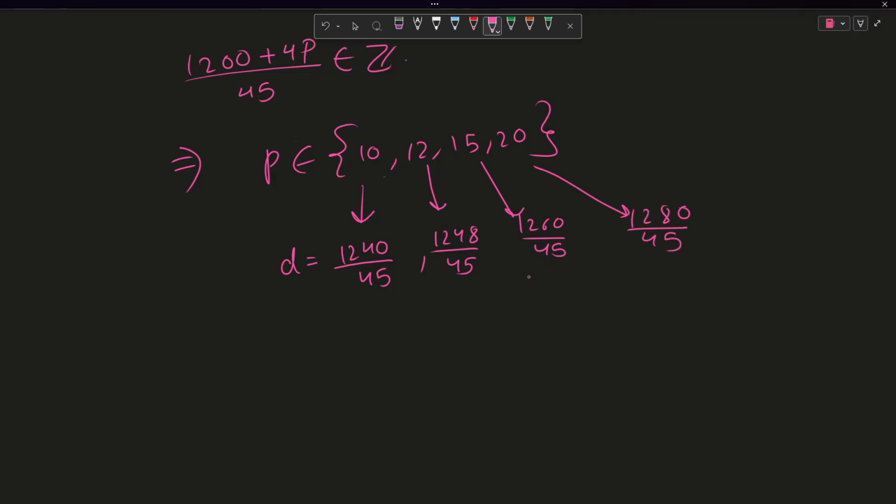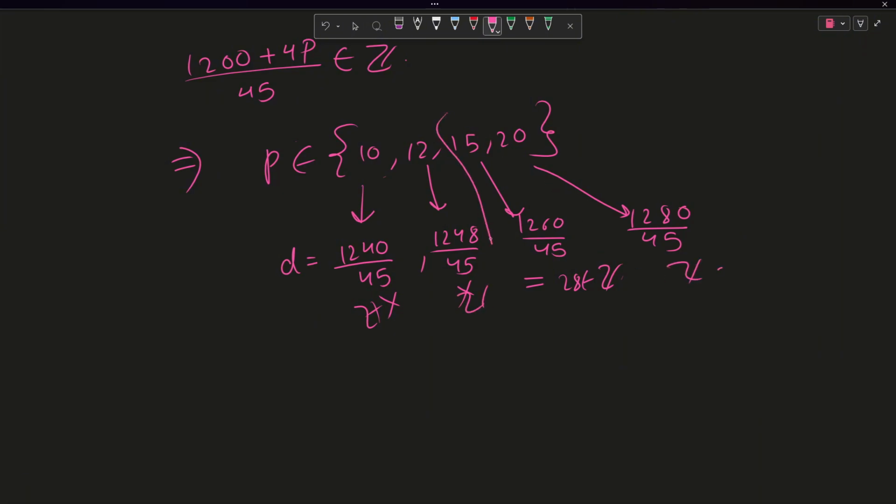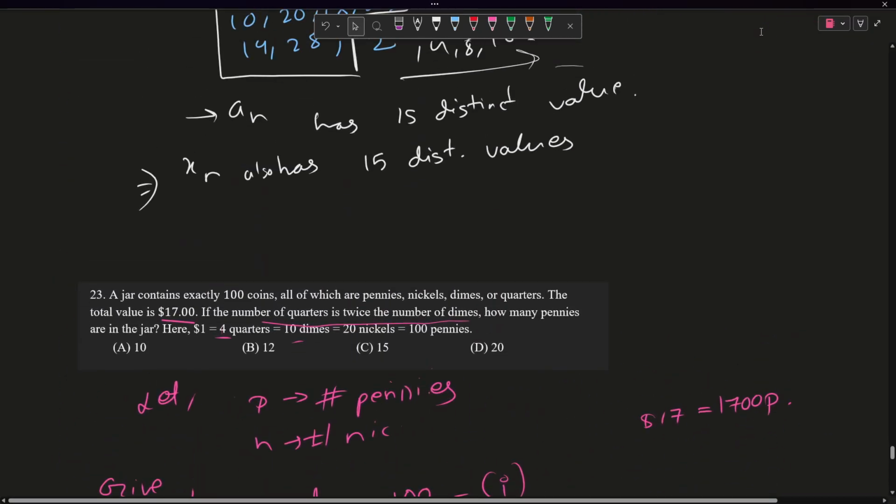But this is just 50. This is 1260 by 45, so this is 28. So this belongs to integer, but this does not belong to integer. This does not belong to integer. This does not. So this one is the right answer. So the answer is 15.